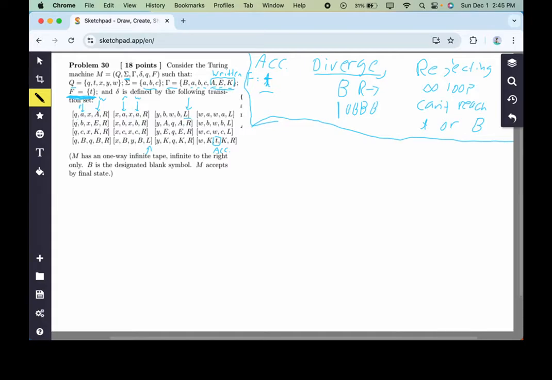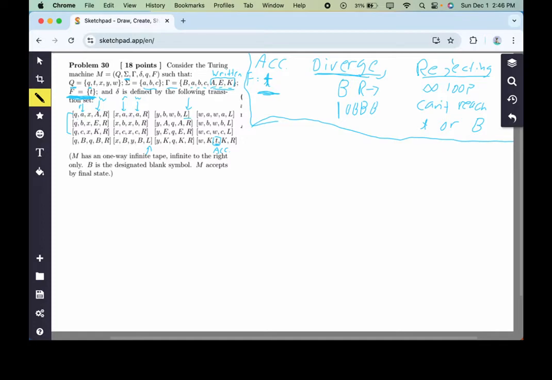First things first, where are we starting? We're starting in state Q, right here. Let's do the accepting string first, because that is a little simpler in the sense that we have just one goal in mind. We want to get to T. Then we'll do diverge, and then we'll do reject.